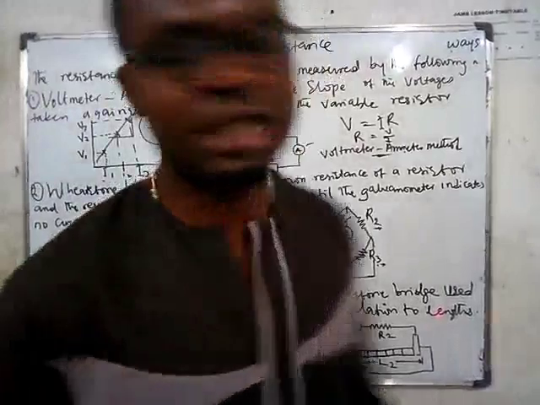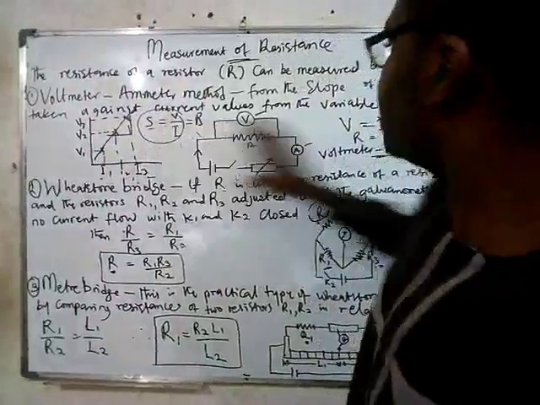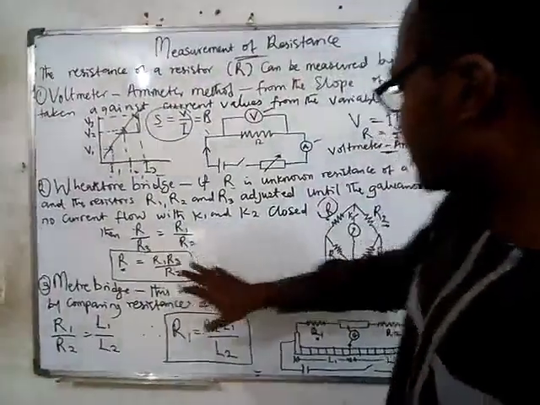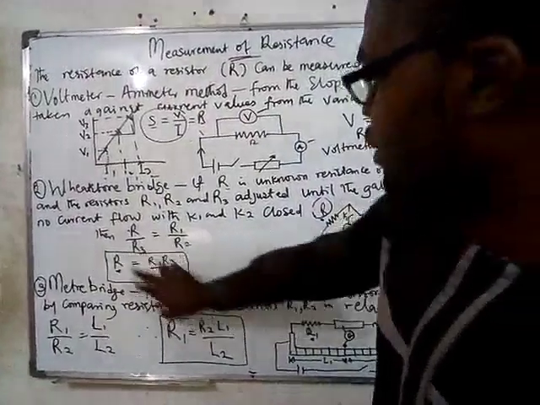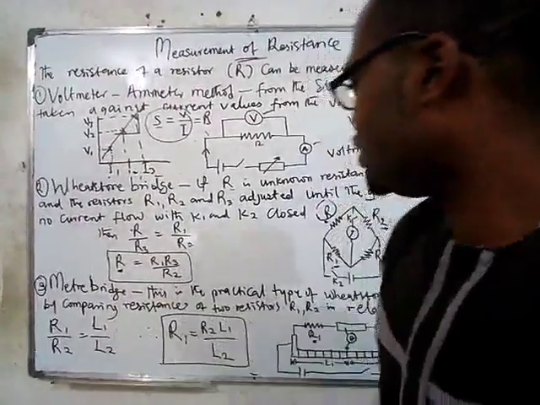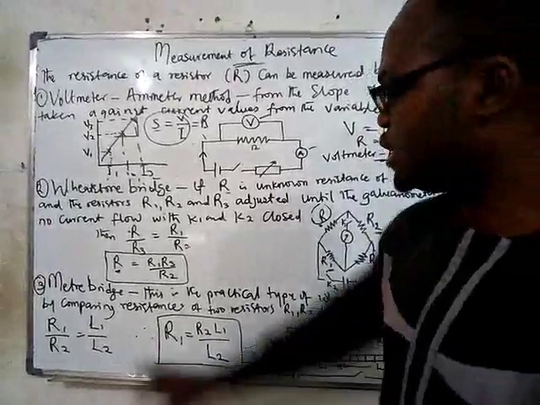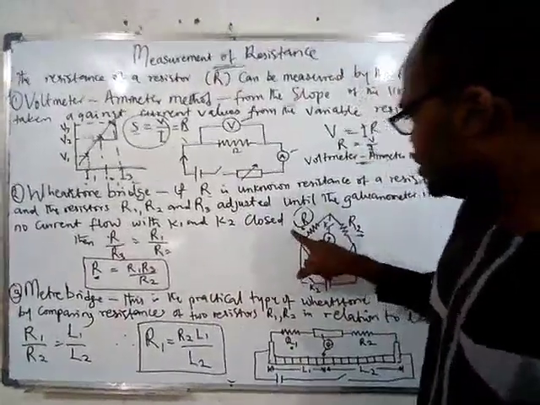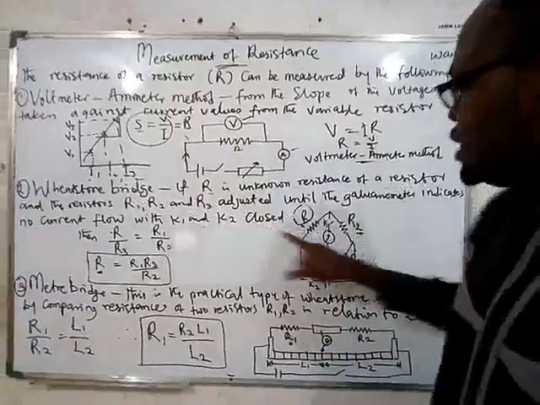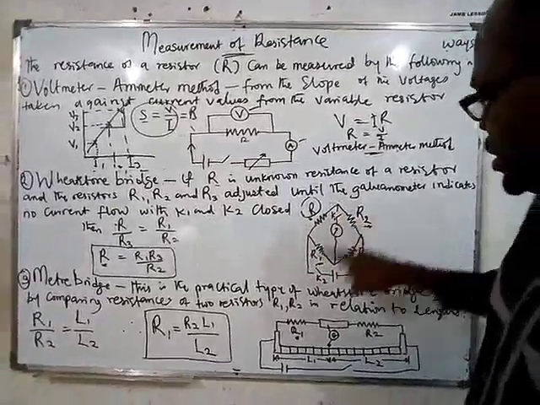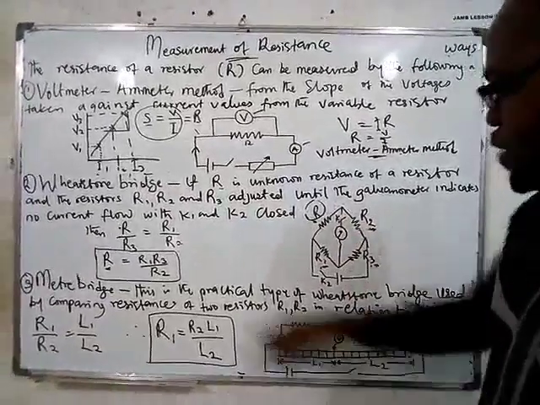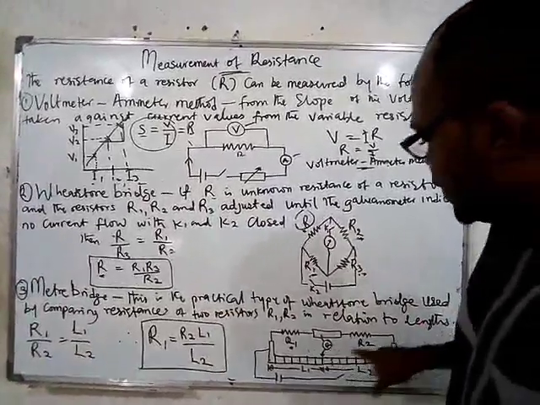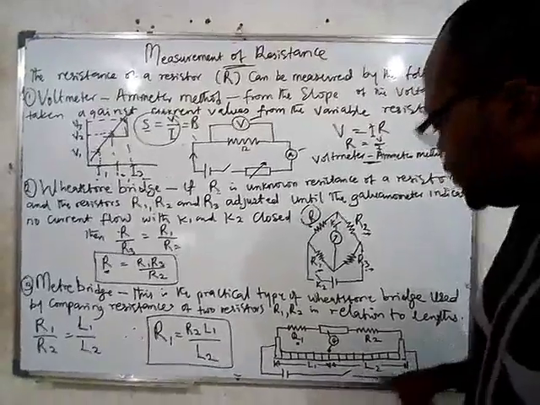So in subsequent classes, we are going to use these equations that we prepared, the equation for Wheatstone bridge, the equation for meter bridge, to solve calculations. So take note of the balancing of this equation. For Wheatstone bridge, R over the opposite, equals this over the opposite. Whereas for meter bridge, R1 over R2 equals L1 over L2.